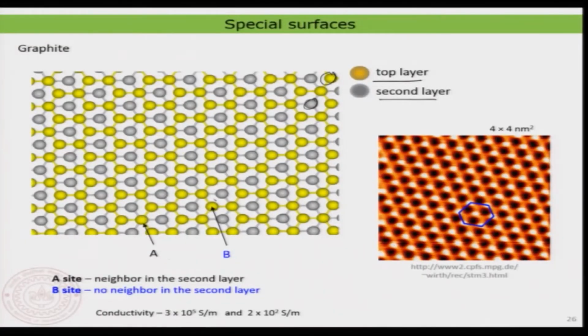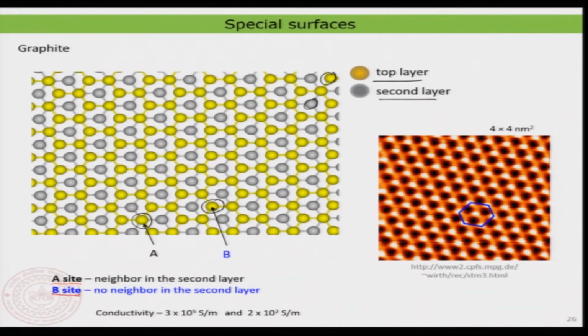One is known as a B site and another one is known as an A site. What is an A site? An A site is actually having the carbon atom with a neighbor in the second layer, and a B site is the one which is having no neighbor in the second layer. So, that is basically the A and the B site.